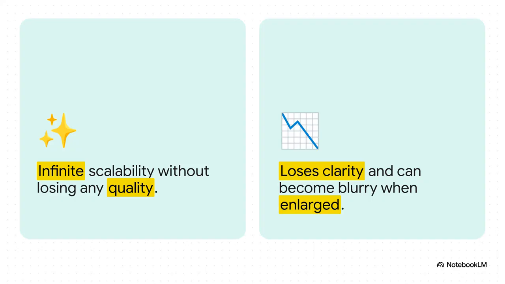And boom. Here's the proof right in front of you. Just look at that. The vector stays perfectly clean no matter what. The pixel one? Yeah, not so much. It just falls apart. This right here is the single most important thing to remember. Say it with me. Vectors are for scalability. Pixels are for detail. Got it?